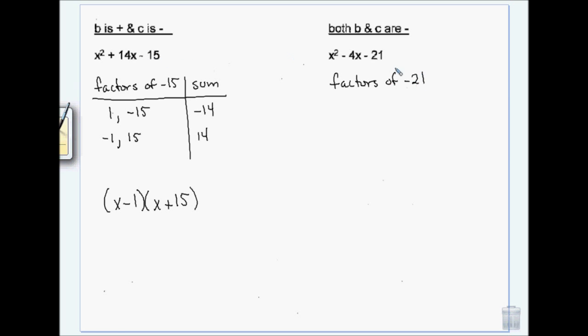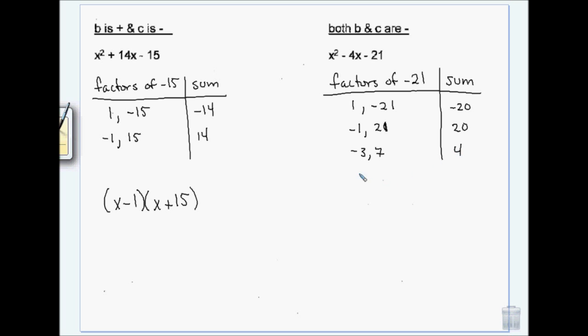So just, if your last term is negative, just make sure that when you're doing that, you keep in mind that it's negative. And so you have a positive and a negative factor. So if I did 1 and negative 21, I'd get negative 20. If I do negative 1 and positive 21, I'll get positive 20. Negative 3 and positive 7 gives me a positive 4. Positive 3 and negative 7 gives me a negative 4. That's what I was looking for.